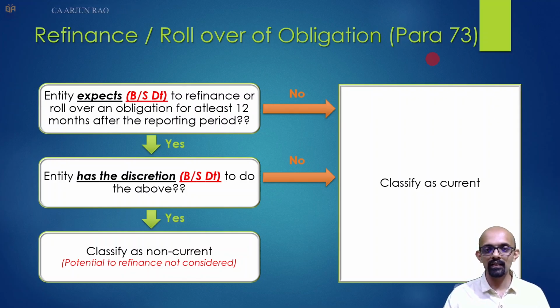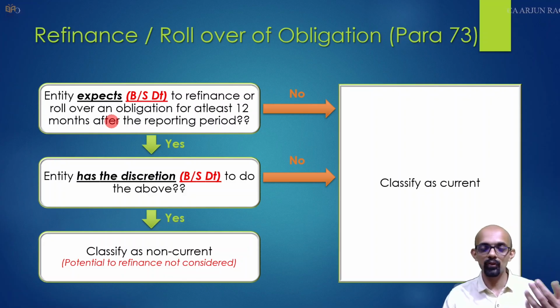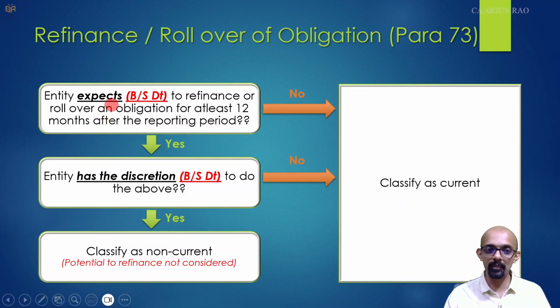So basically the entity should have the expectation as well as the discretion or the right to refinance or roll over an obligation. That means what? Basically postpone the payment for at least 12 months after the reporting period. Should have the expectation as well as the right. If the answer to both is yes, then only we will classify as non-current. If it does not expect to refinance or roll over, or it does not have the right to do the above, then it will be classified as current, right?